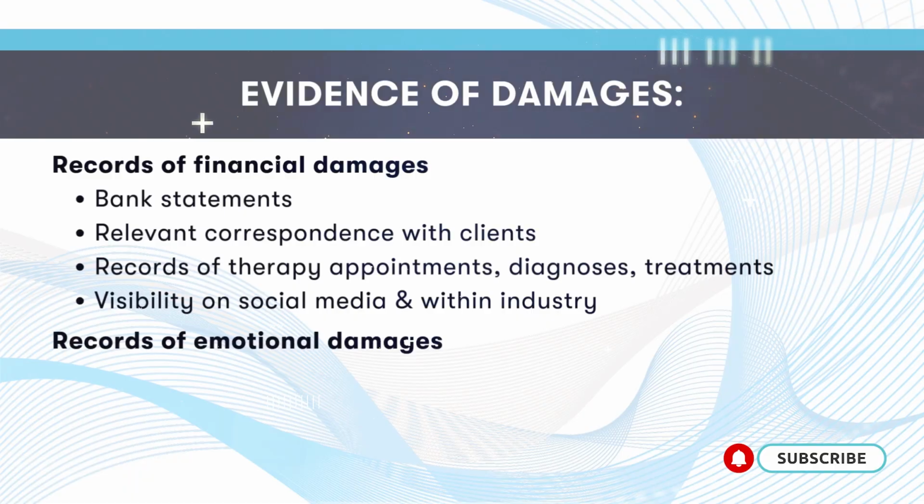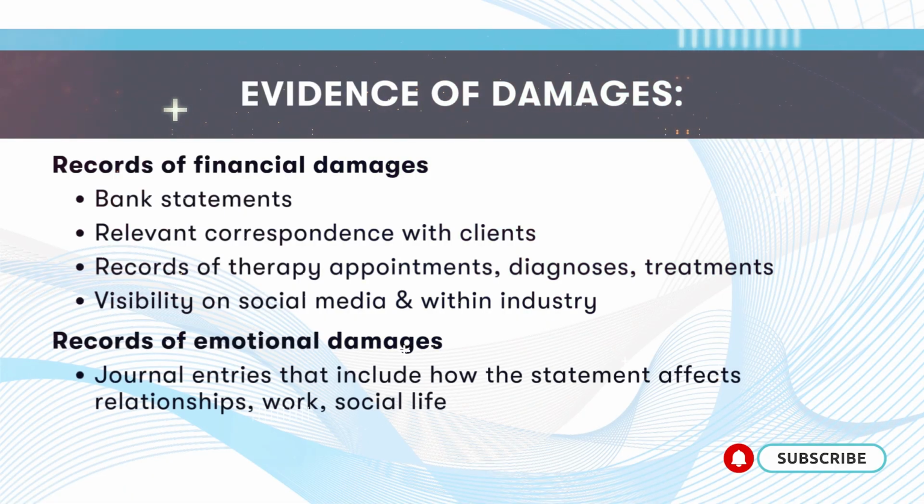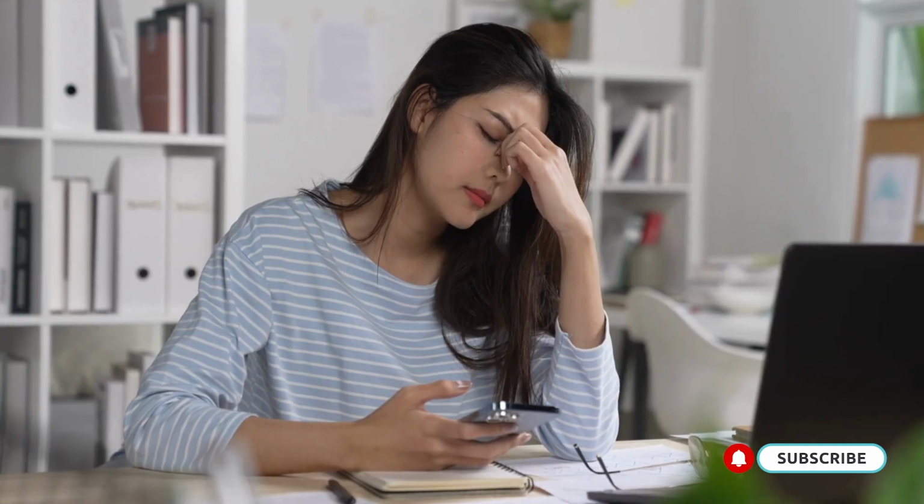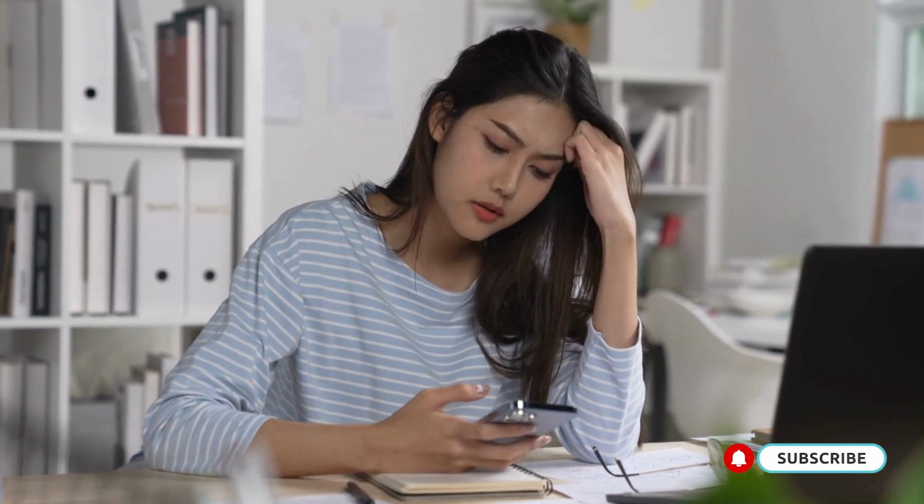Now, addressing emotional distress requires careful documentation as well. You can keep a journal of anxiety, depression, mental health struggles stemming from the defamatory statements. How have your relationships been affected? How has it affected your ability to show up at work or social events? This level of detail is going to help build a strong case, but it's also important to acknowledge and validate the pain and suffering this is causing for you, and it can be a meaningful part of this process.